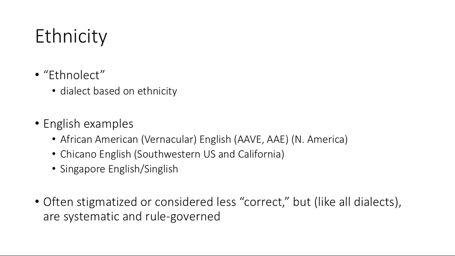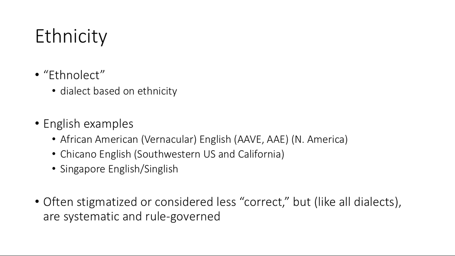Okay, so the last social factor we're going to look at is ethnicity, and dialects based on ethnicity are often called ethnolects. To give some English examples, we have African American Vernacular English in North America, Chicano English spoken across the states, especially in the southwestern U.S. and California. We can take the example of Singapore English, or Singlish.